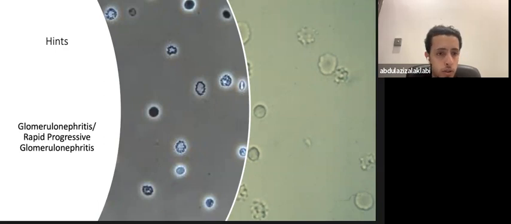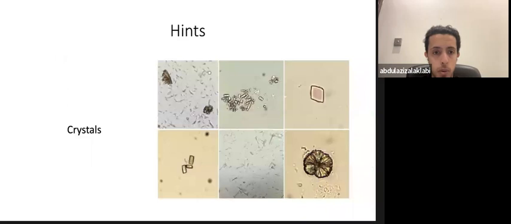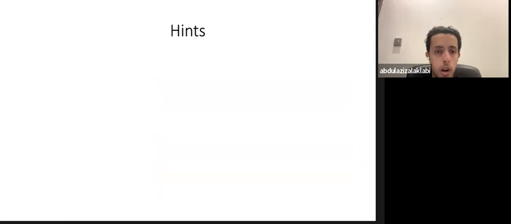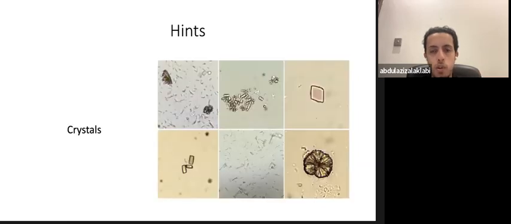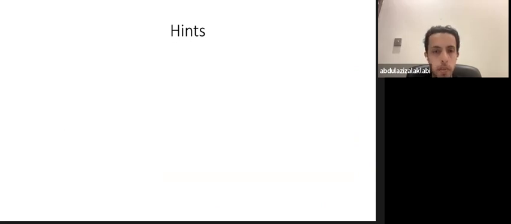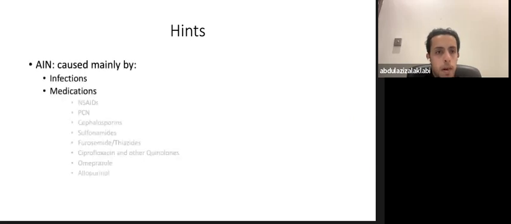And these are other pictures for RPGN, which is not really the topic of our lecture, but I don't know why he put them in this lecture. And these are crystals you'll see in urine, which will indicate an obstruction. If you see these crystals, you'll think, oh, there's more likely going to be post-renal failure due to obstruction.